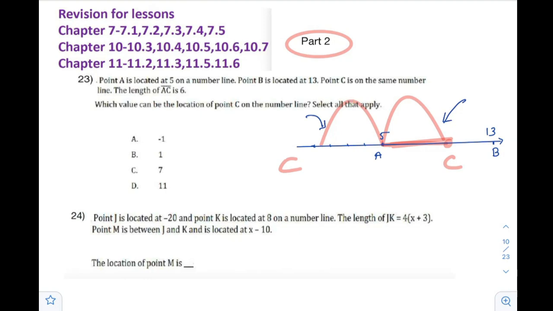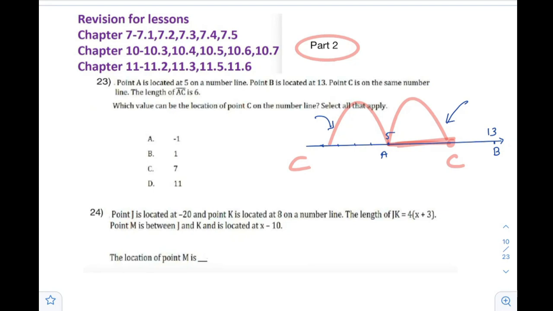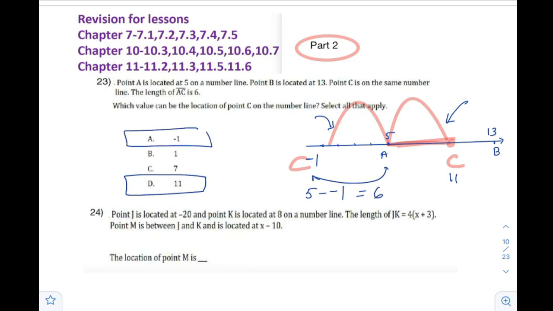If this is 5, then what could C be? Let's think about it. Where can it be? The length is 6. So this is easy to know. At 11, yes, it's easy. But it can be from the other side at -1, because the distance from -1 to 5 is 5 minus -1. Remember, the distance is the difference between the coordinates, but it should be positive. So it is also 6. So this is also correct.